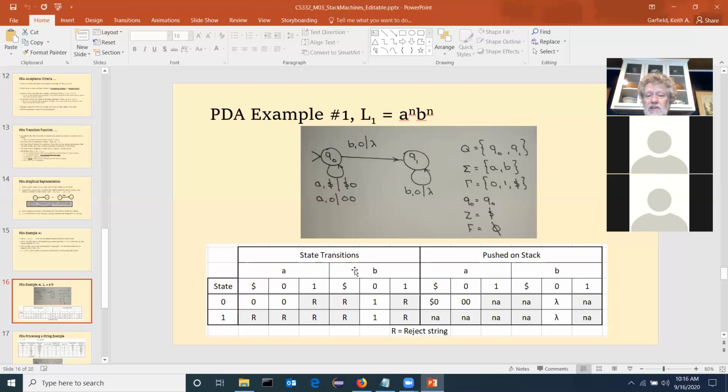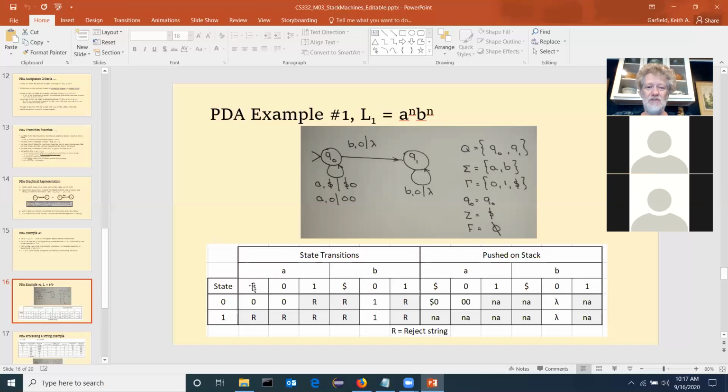So I wrote this in an Excel spreadsheet. It just seemed easier. You can do it by hand. You can do it in MS Word tables, whatever you like. But the way to read this is, again, you go from the graphic. A dollar sign.